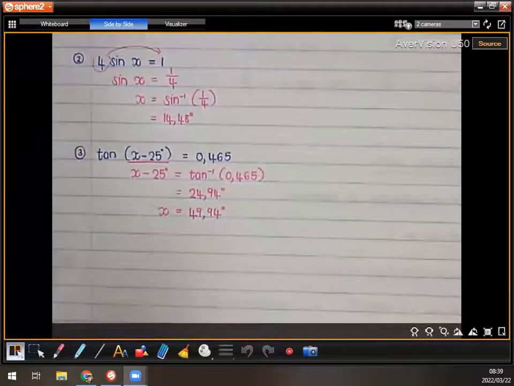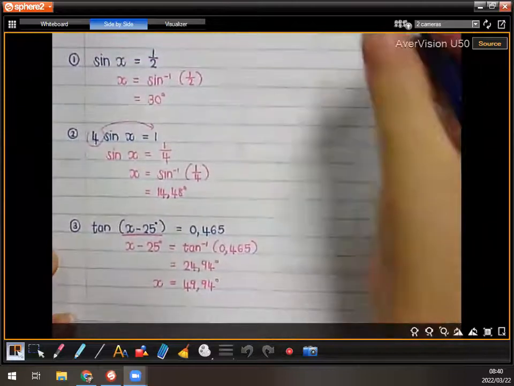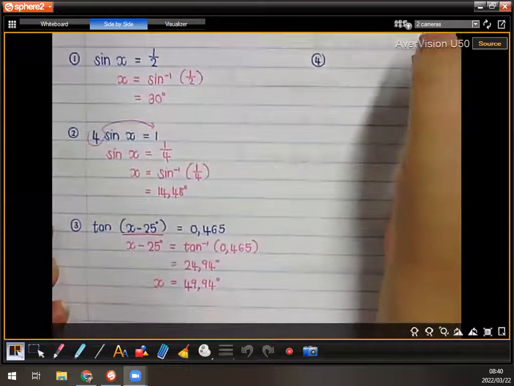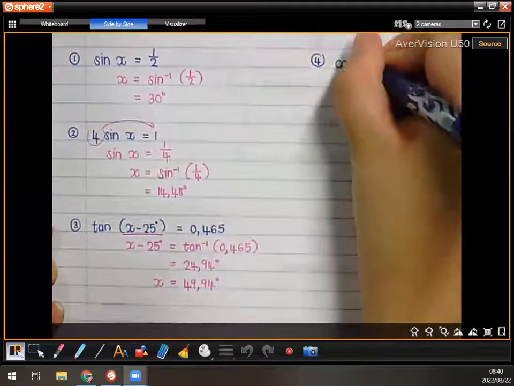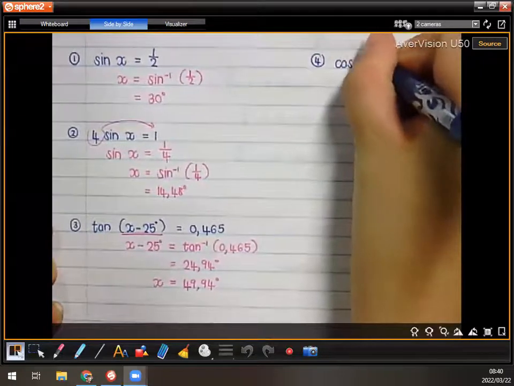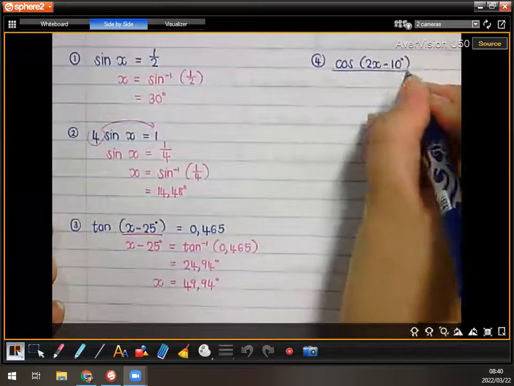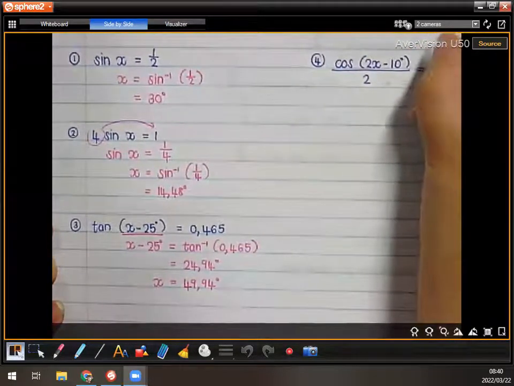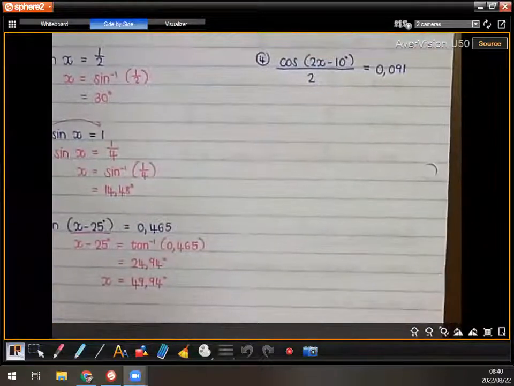Let's see, I'm going to do one more. I'm going to do number 4 here on the side. It is a little bit longer. I'm just trying to save some paper. So we have, this is a fraction, guys. The numerator is cos of (2x minus 10 degrees) all over 2 equal to 0,091.